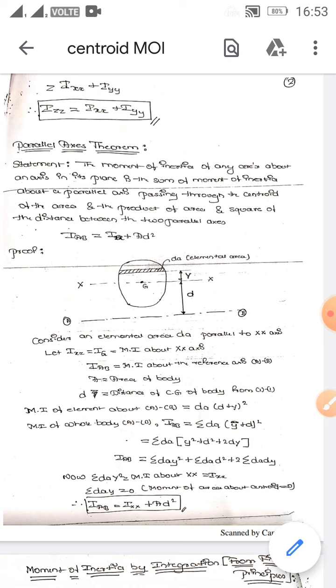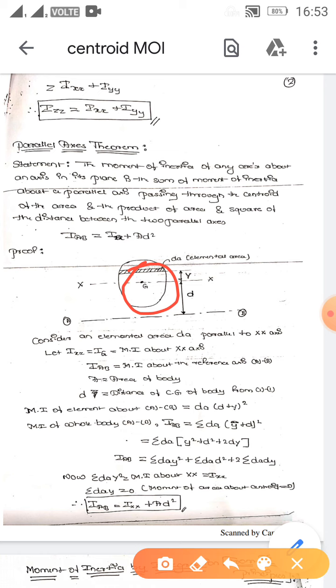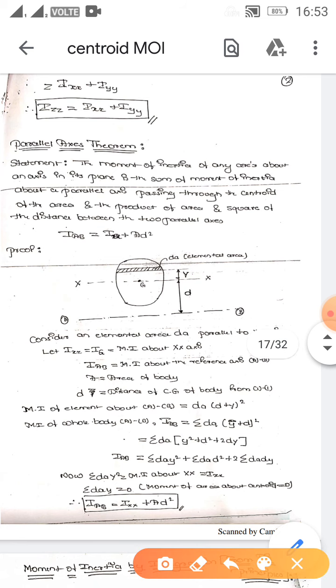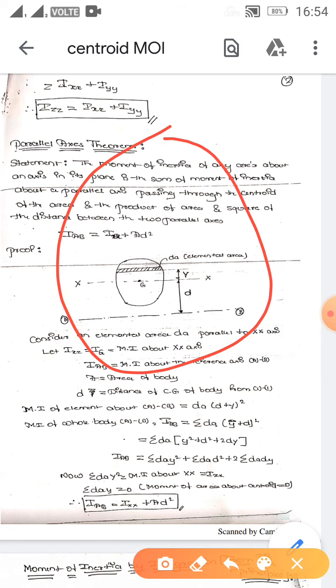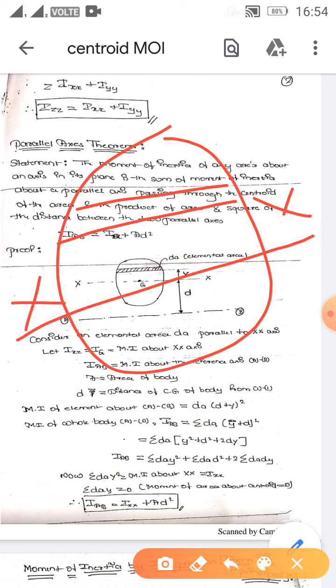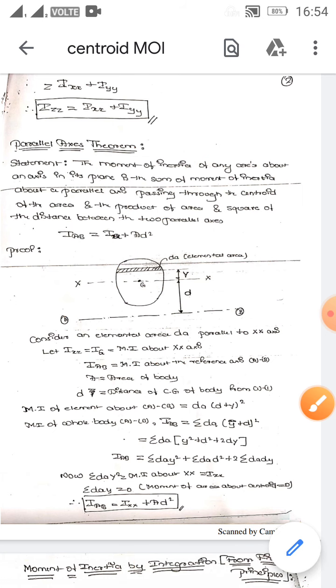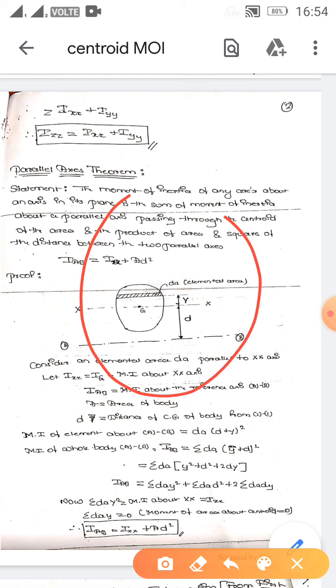If we enlarge it for the entire area, as we have taken only the small element, I'll draw a bigger one to help you understand. If I take this larger area, we have taken only a small strip, and the x axis passes through the centroid G. When we take the complete area altogether, this distance we have taken as y reduces to 0. It gets overlapped along the axis itself.